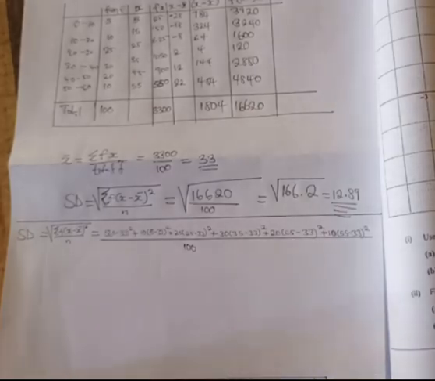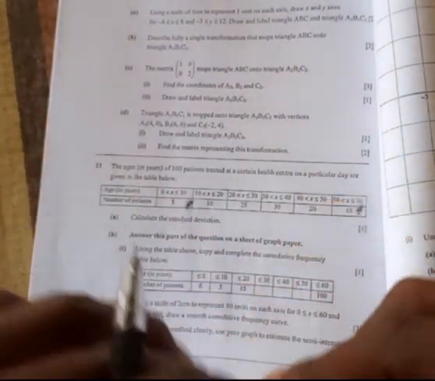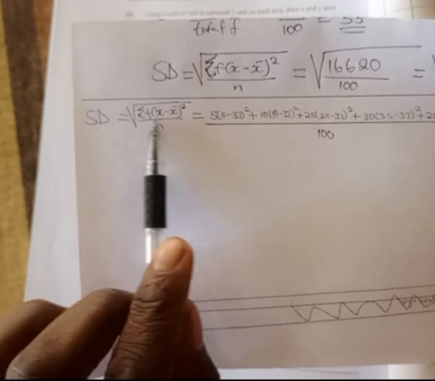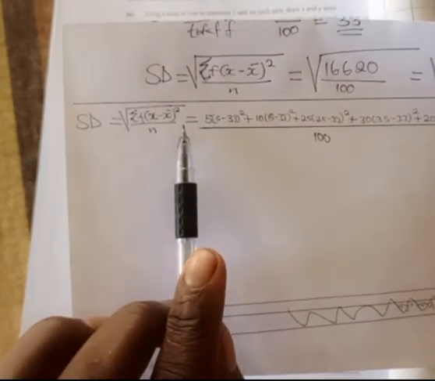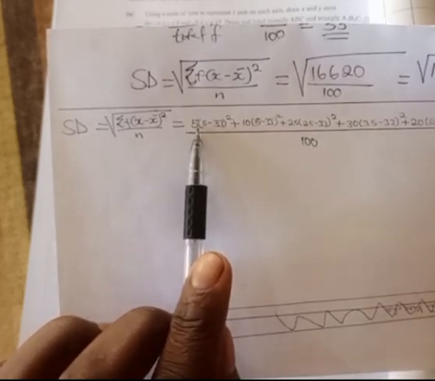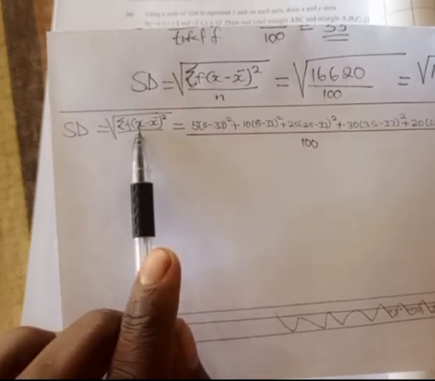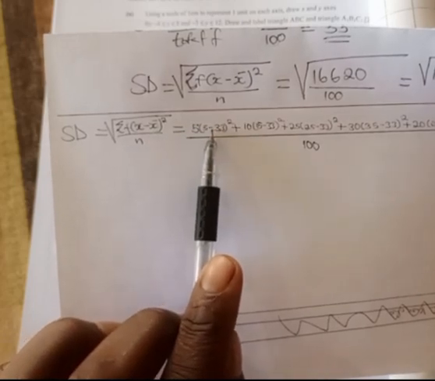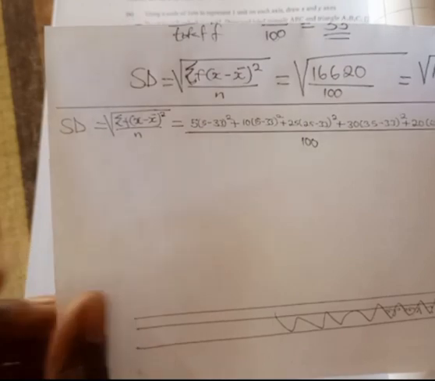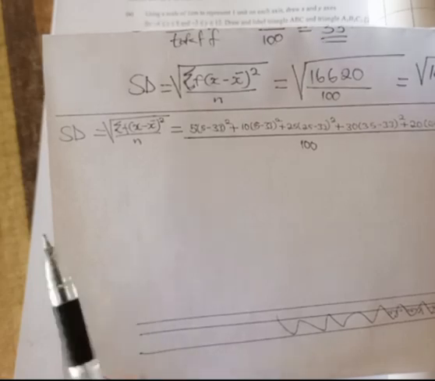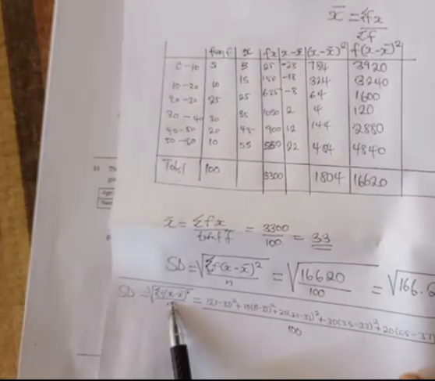Another way of finding standard deviation is by using the same formula we have been learning. You multiply each frequency by each midpoint minus the mean we got. You remember we got the mean there. Then whatever you find, you square it. Instead of writing the table we wrote there, you can just go direct to this formula.